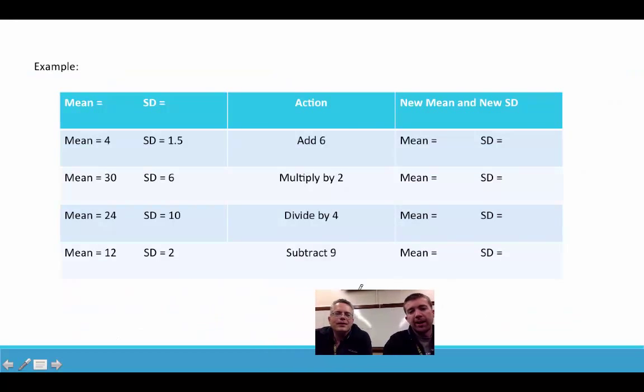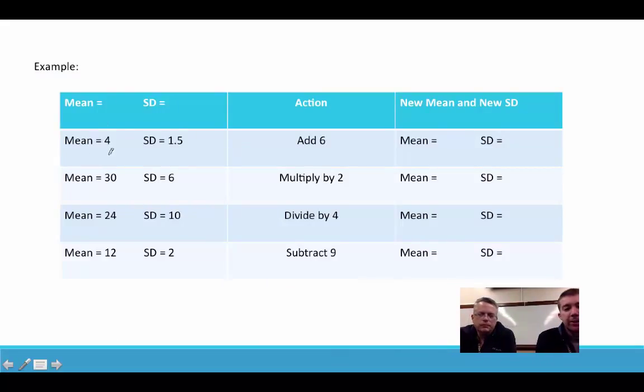All right, here we go. Here we have a chart. We are only given the mean and the standard deviation, and we're given what action to take, so we want to find the new values. We had a mean of 4. If we add 6 to that, our new mean would be 10. Our standard deviation of 1.5: when we add, nothing happens to the standard deviation. It doesn't get more spread out, so you just have to remember. Just 1.5. Mean of 30, if I multiply that by 2, our mean would now be 60.